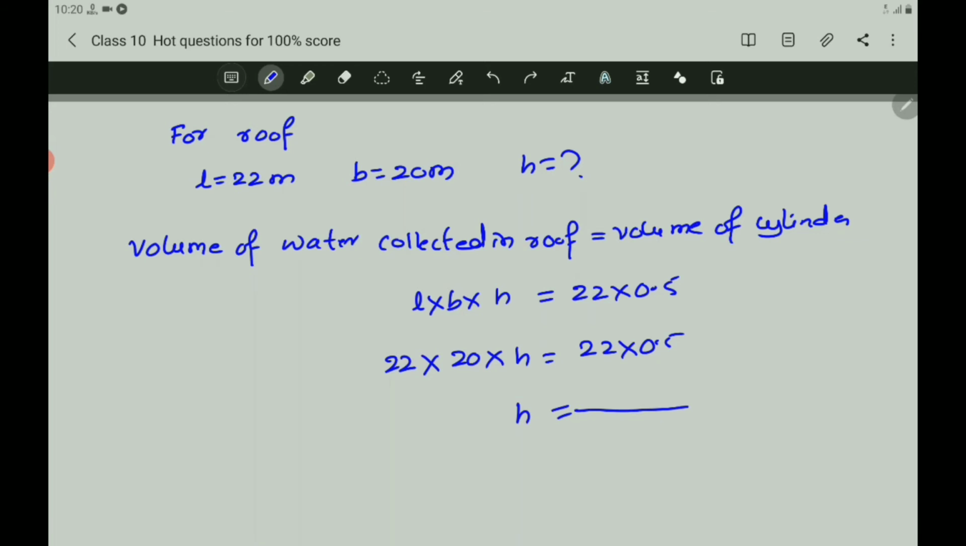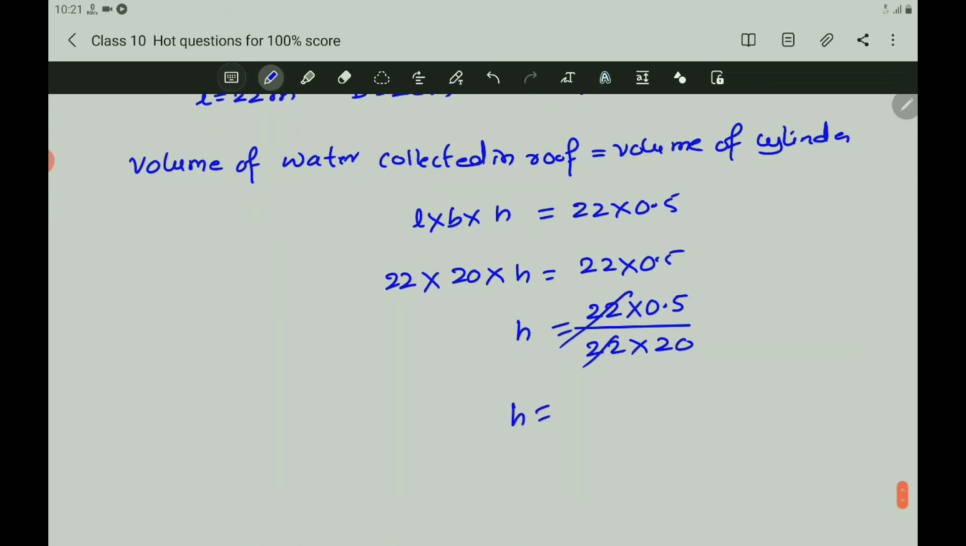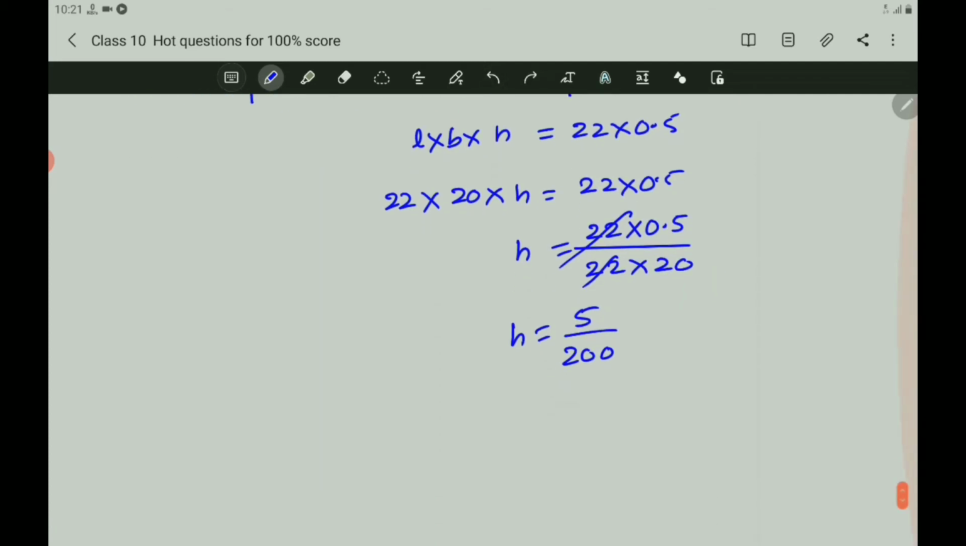That becomes 22 into 0.5 divided by 22 into 20. Here 22 and 22 cancel. Then H equals, and here you remove the decimal point. 1 is there, it becomes 5. And here you take 200. Here, as you are cancelling one decimal point, on the opposite side, in the denominator, we have to take the 0, then it becomes H equals 5 ones are 5, 40s are 1 by 40.